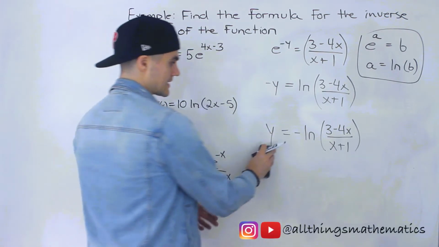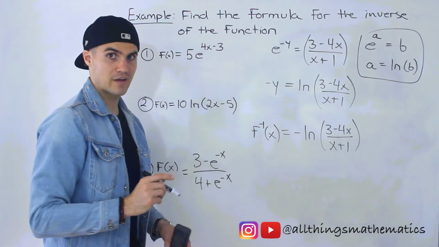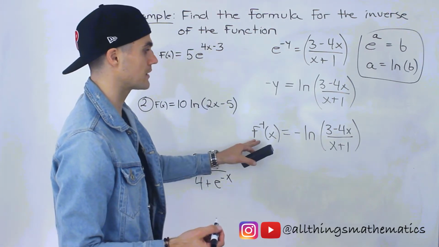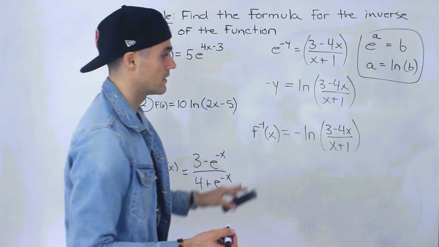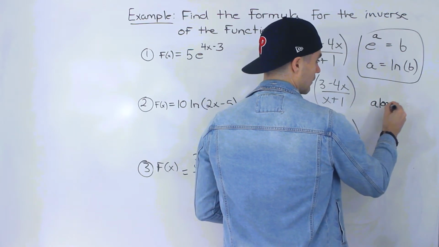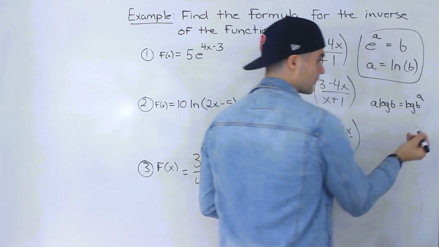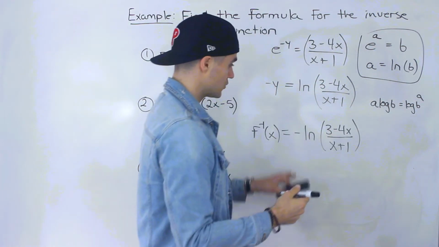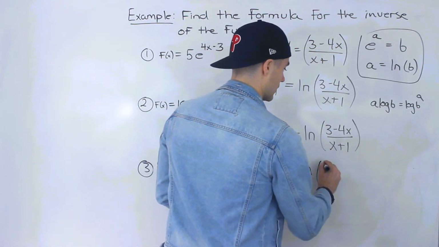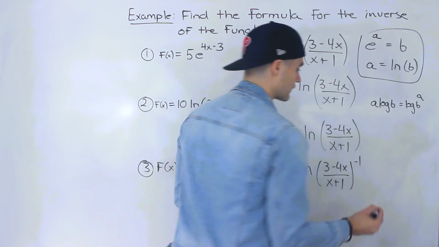So that's the inverse basically. However, you can actually go further and simplify this if you want. You can leave it like this. I would probably just leave it like this, but if you do want to simplify further, remember logarithm rules. Whenever you have a coefficient a in front of a log of b, that's the same as log of b to the power of a. You could bring that a up. So this -1 we can bring up to here. So this is like ln of 3 minus 4x over x plus 1 to the power of -1.